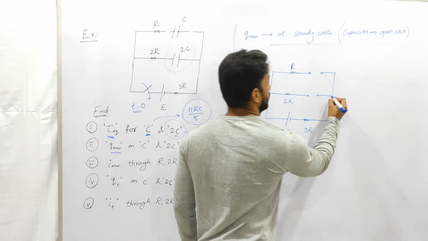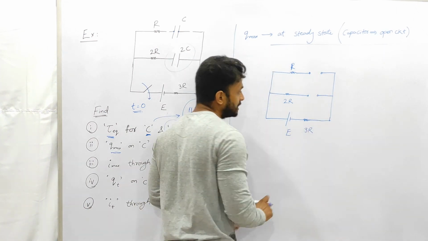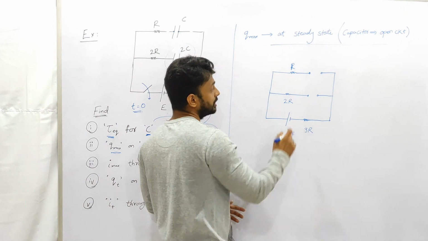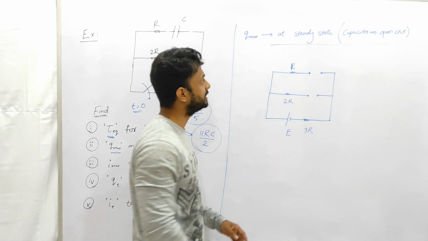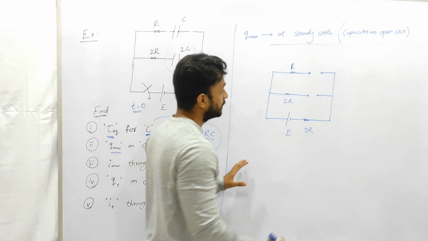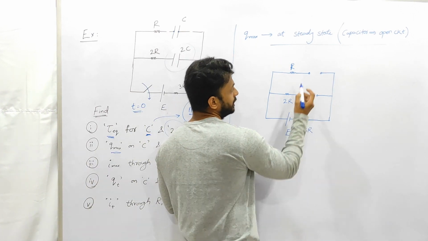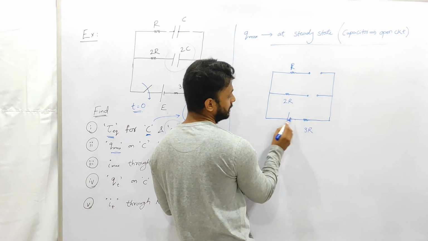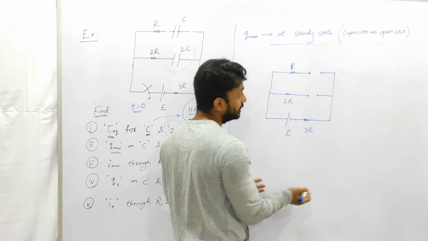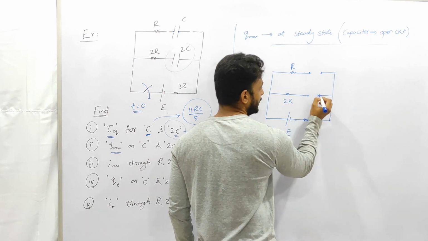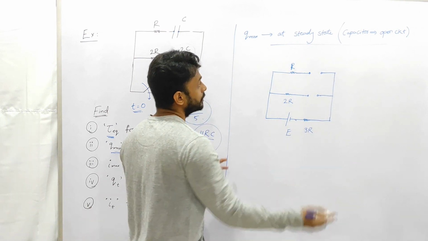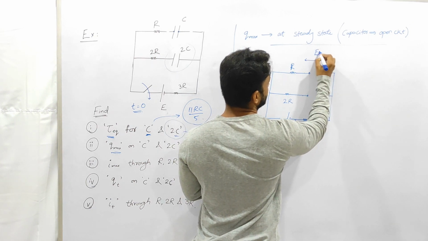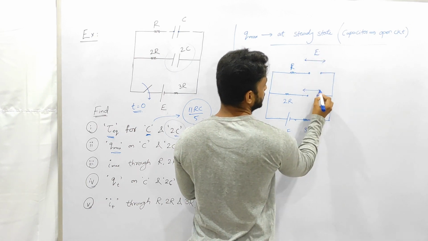As the capacitors are open circuit, no current flows here in steady state. So the current in any branch in steady state is 0. But whenever you apply the loop equation, the potential difference here should be equal to the potential difference there. What is the potential difference equal to? E. So here also the potential difference is E. Same way here also the potential difference is equal to E.